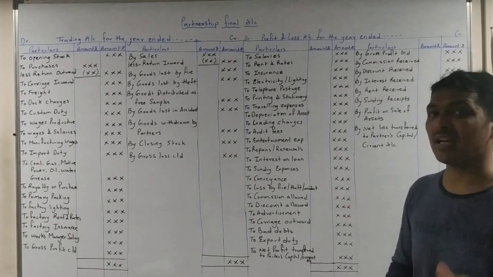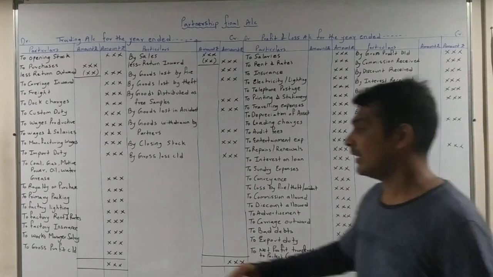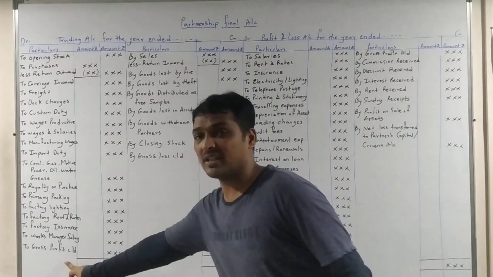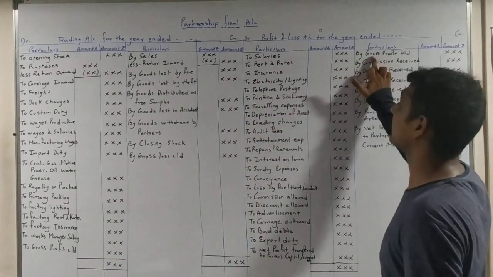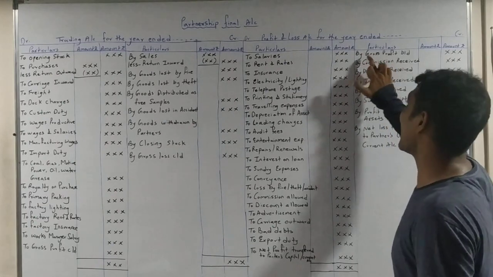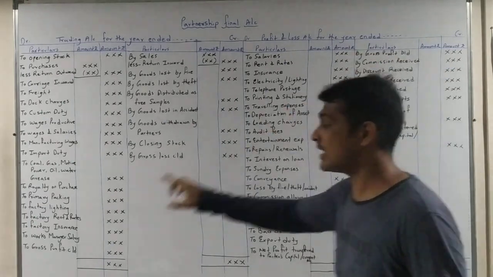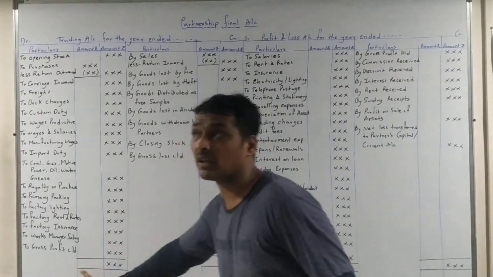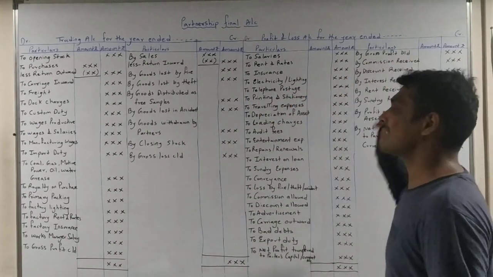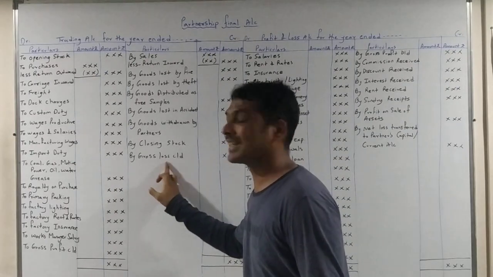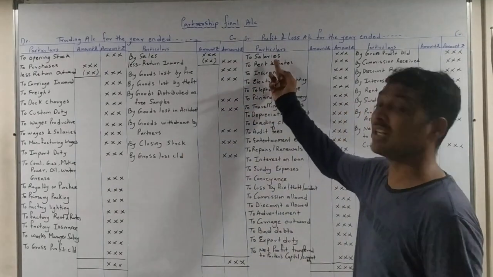Okay, one thing I would like to tell you is that the gross profit which is given under the debit side will be transferred here, that is under the credit side, by gross profit brought down. Here it is known as carried down gross profit. Here when we transfer this, then it is known as brought down. Same way, this gross loss carried down will be transferred to the debit side.